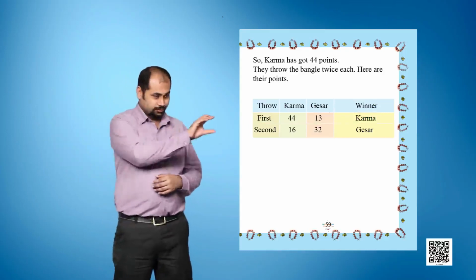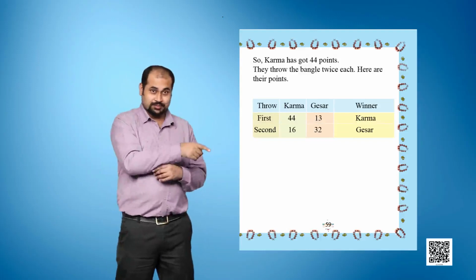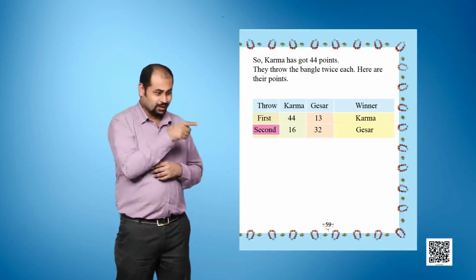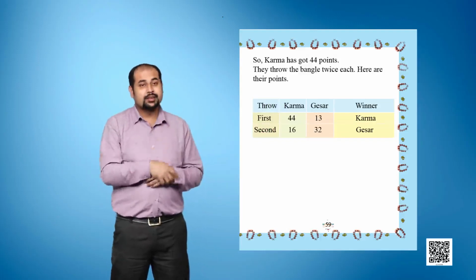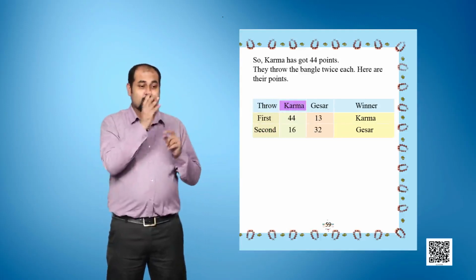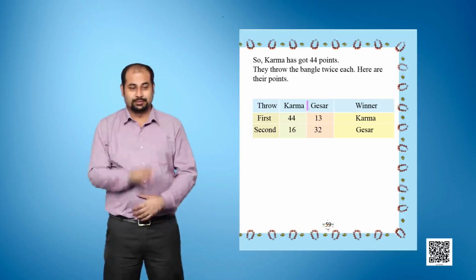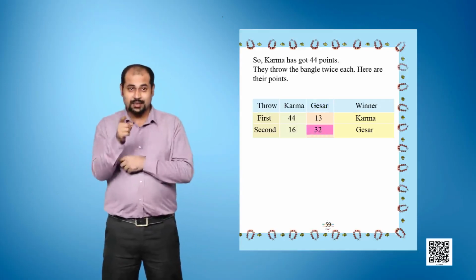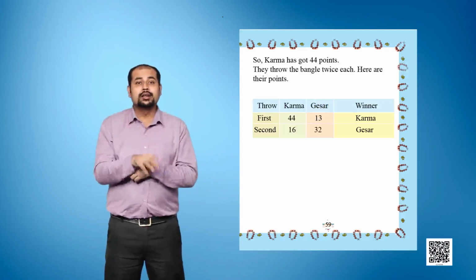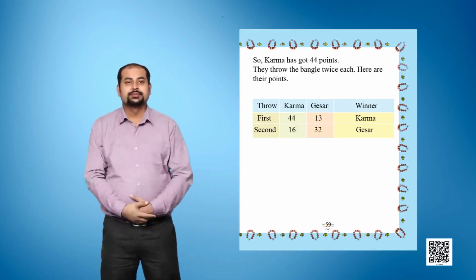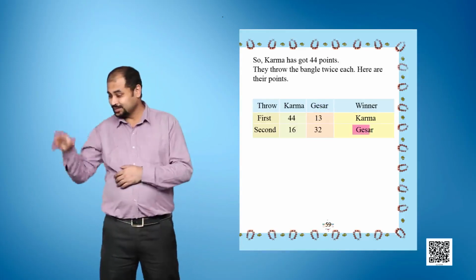Row 3. Throw, second. Karma, 16. Gesar, 32. Winner, Gesar.